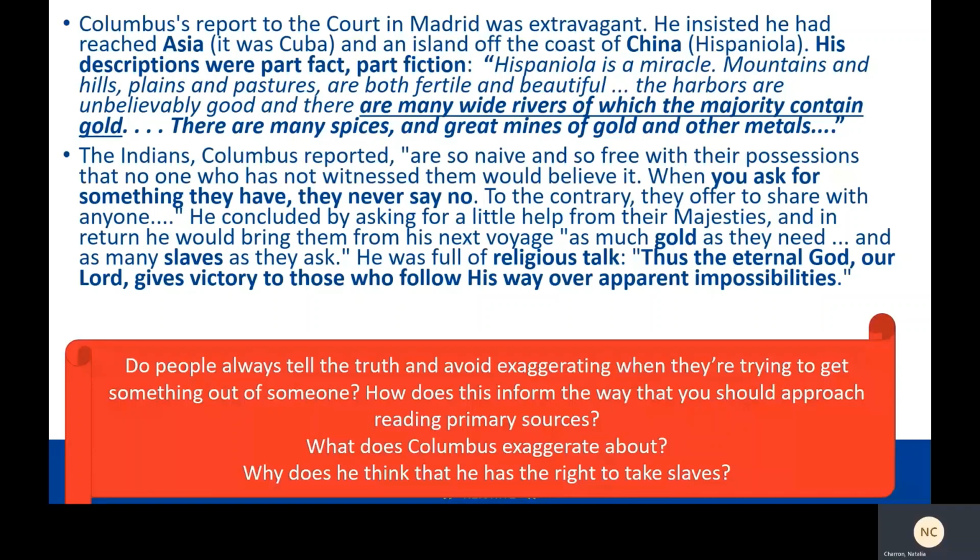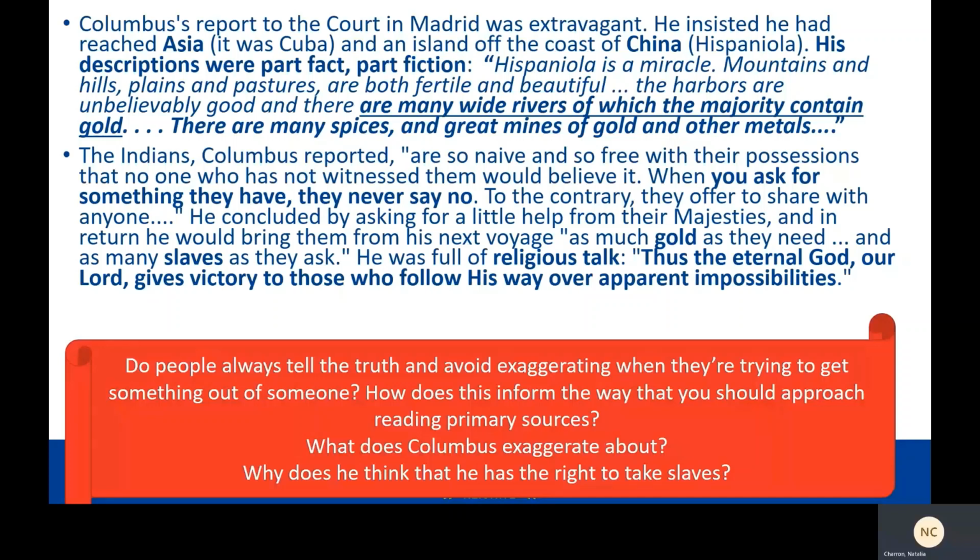"Hispaniola is a miracle. Mountains and hills, plains and pastures are both fertile and beautiful. The harbors are unbelievably good, and there are many wide rivers of which the majority contain gold. There are many spices and great mines of gold and other metals."